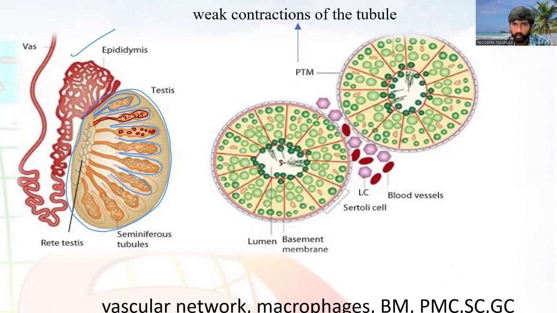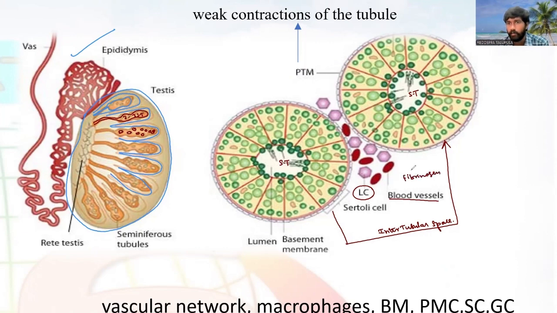See, it is one seminiferous tubule, and it is another seminiferous tubule. The space between these seminiferous tubules is called the intertubular space. This space is filled with the LC, Leydig cells, blood vessels, and other than these two, there will be fibrinogen and macroblasts. Okay.